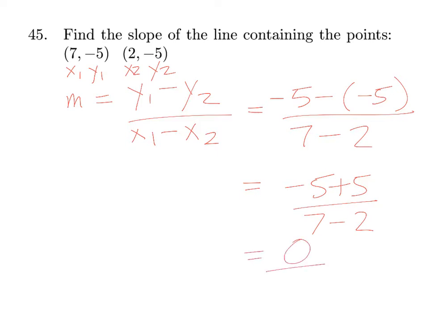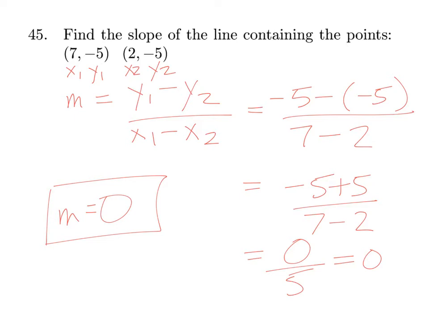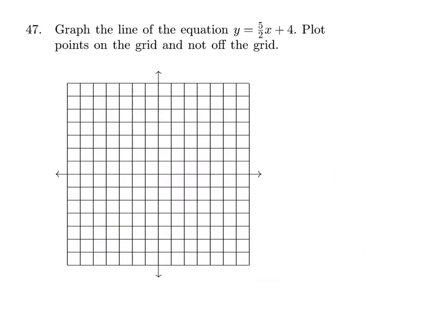I get 0 over 5. All right, if 0 is on top, your answer is 0. Only when 0 is under is your answer undefined. All right? When 0 is under, undefined. When 0 is on top, 0.